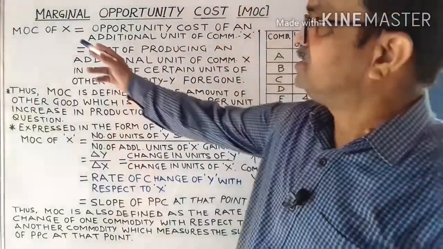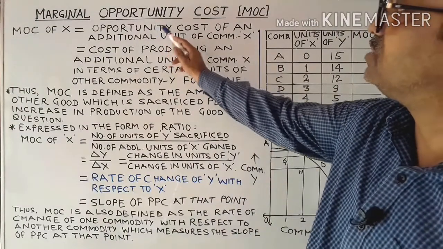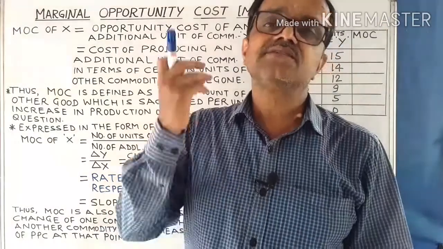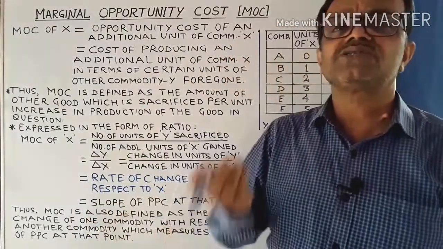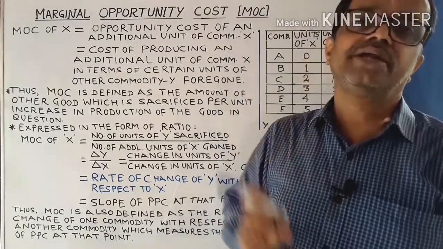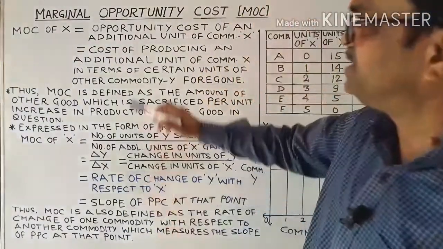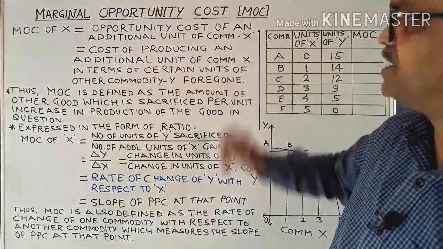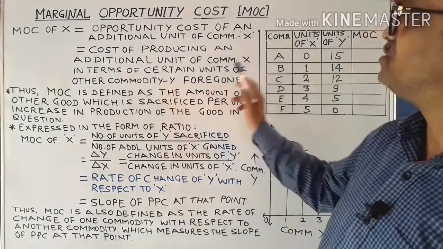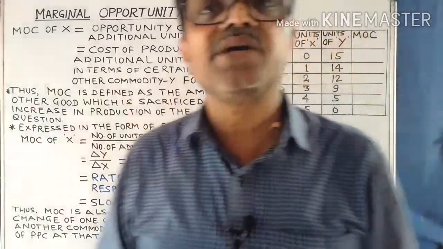We can say that the marginal opportunity cost of X is equal to the opportunity cost of an additional unit of commodity X. That is the simple meaning of opportunity cost: it is the value of the next best alternative sacrificed to produce that commodity, which can be expressed as the cost of producing an additional unit of commodity X in terms of certain units of the other commodity Y that is sacrificed by an economy.